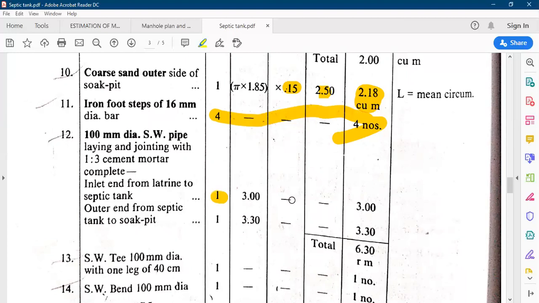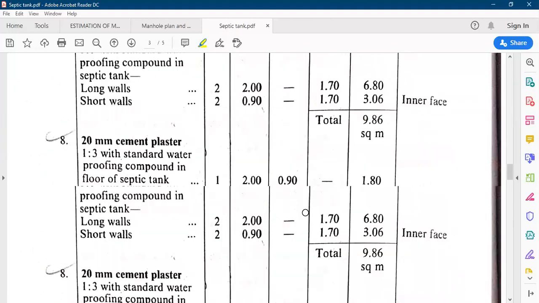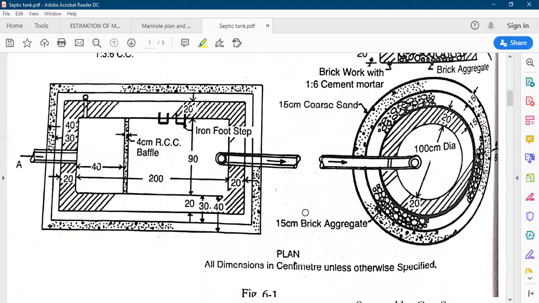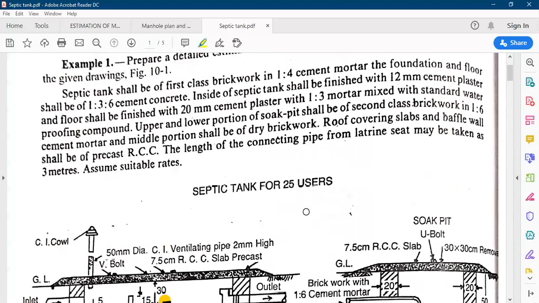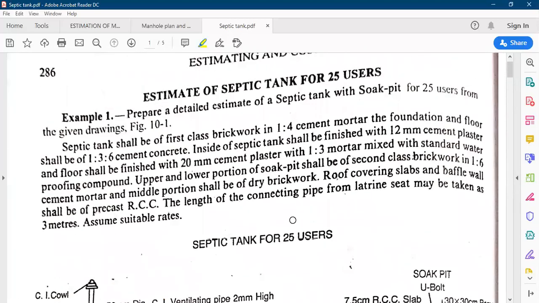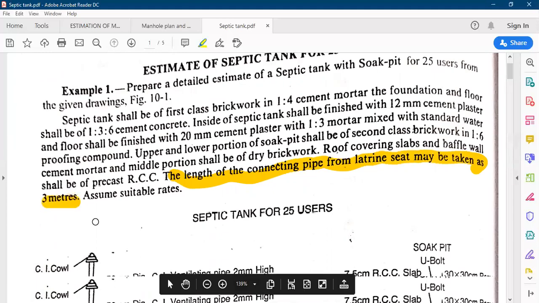Similarly, the pipe which is connecting from the outlet of the latrine to the inlet of the septic tank has a total length of 3 meters, which is mentioned in the question itself. That is the total length of pipe connecting the outlet of the toilet to the inlet of the septic tank. The length of the connecting pipe from the latrine may be taken as 3 meters. This is the one pipe that is mentioned here.